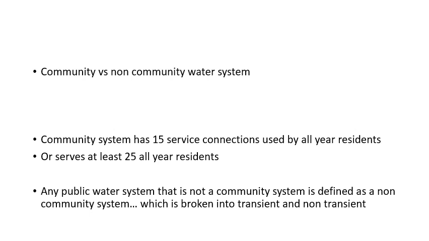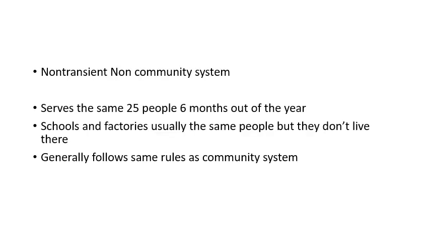Any public water system that is not a community system is defined as a non-community system, which is broken down into transient and non-transient. The non-transient, non-community system serves the same 25 people 6 months out of the year, such as schools and factories. It's usually the same people, but they don't live there. They generally have to follow the same rules as the community system.